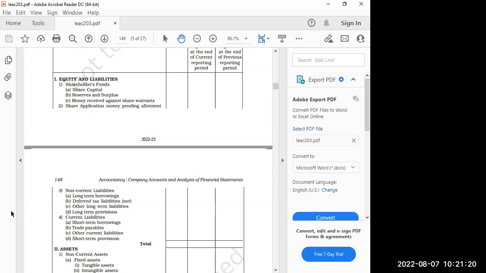Second item, reserves and surplus. What is reserves and surplus? The accumulated profit undistributed to the shareholders is called reserves and surplus. Previous year you earned some profit, but it is still there in the company. It was not given to shareholders. It will be there in the name of general reserve. It may be in the name of capital reserve. It may be in the name of profit and loss account itself.